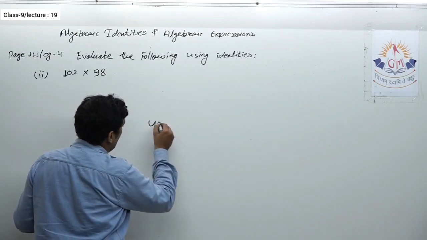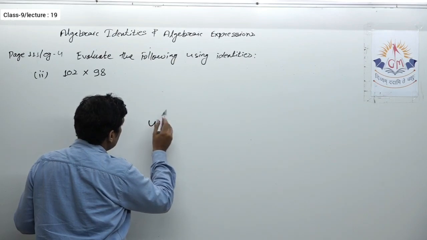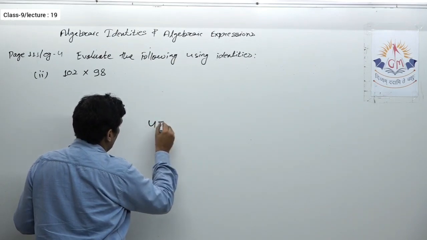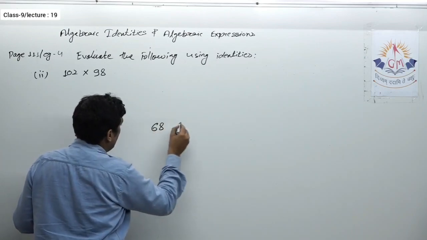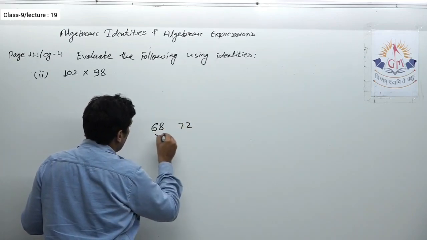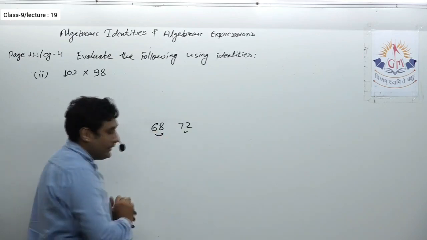For example, if I take 68 and 72, so this is again 2 less than 70 and this is 2 greater than 70.